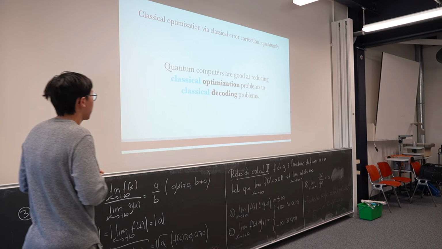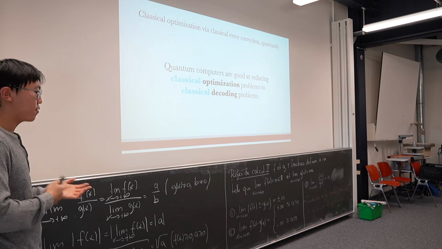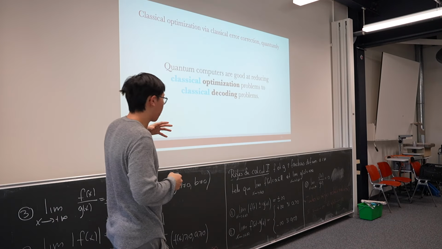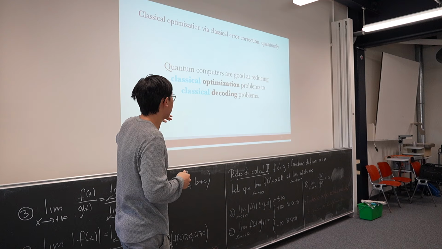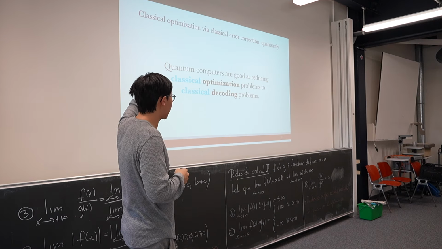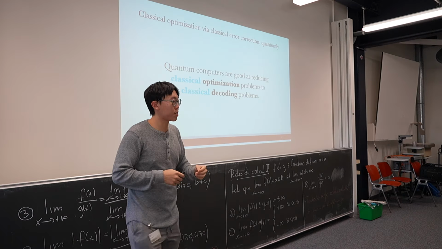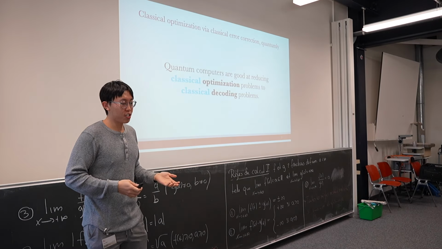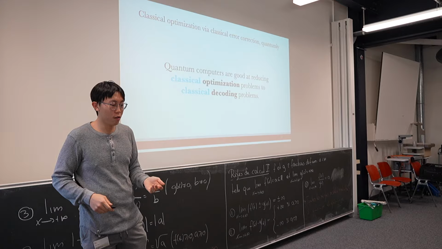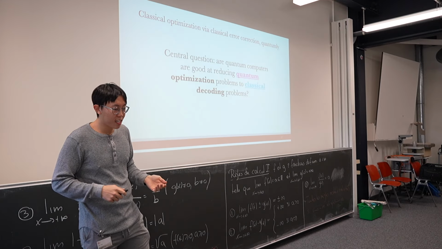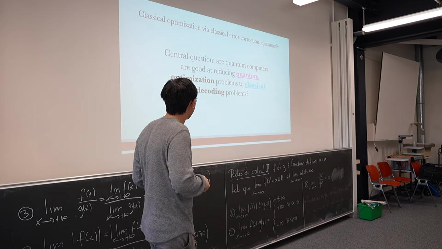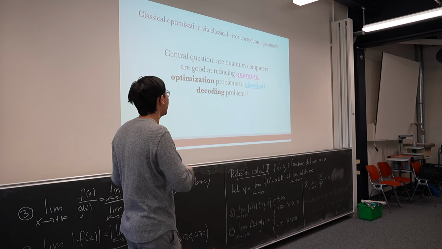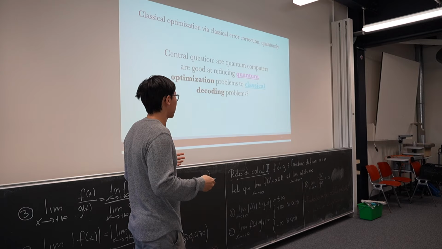All right. So given all this, hopefully we've convinced ourselves that quantum computers actually are pretty good at doing this reduction from a classical optimization, which is max XOR set, to a classical decoding problem. Given all this, you might have a natural question, which is, quantum computers are involved here. Can we introduce some quantumness into the reduction? In particular, can we reduce a quantum optimization problem to a classical decoding problem?